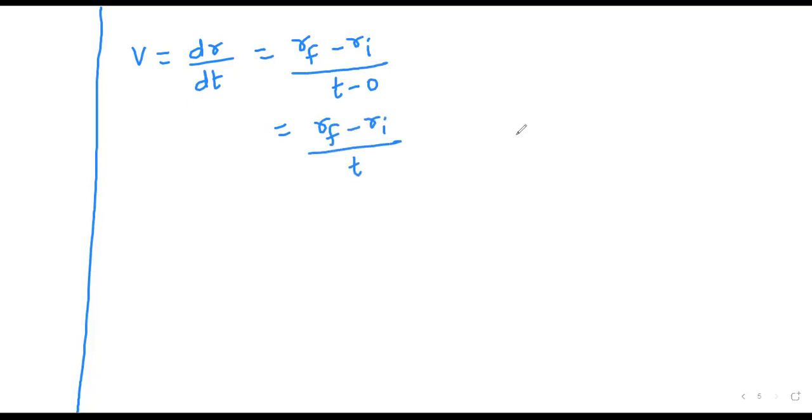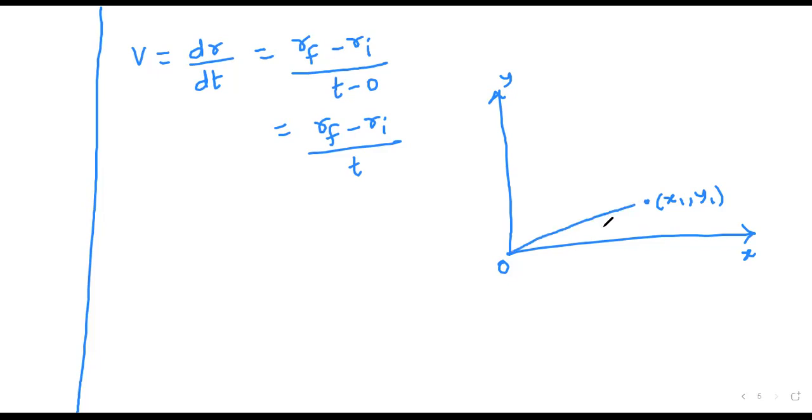Say, for example, let us consider the xy plane. This is the x-axis and this is the y-axis. This is the origin. Initially, the particle is here, having coordinates x1, y1. With respect to the origin, it is at a position, suppose r1.